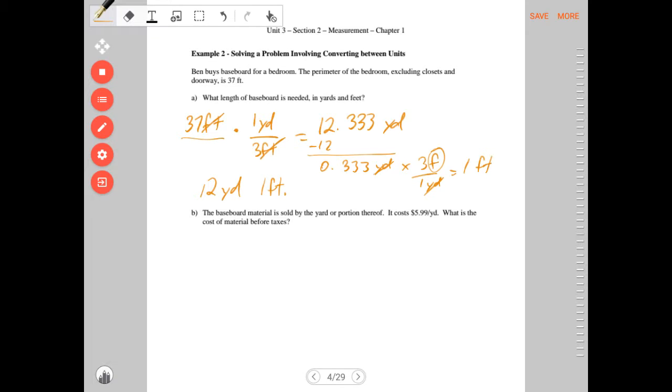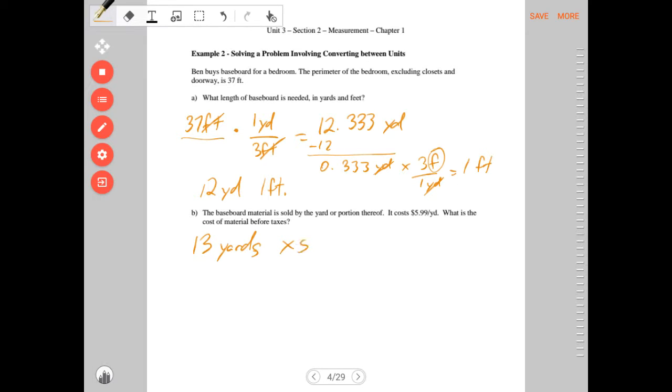Awesome. Now B, the baseboard material is sold by the yard or portion thereof. It costs $5.99 per yard. What is the cost of the material before taxes? So here's the funny thing. Even though we only need 12 yards and 1 foot, in order to get all the baseboard that we need, we have to buy 13 yards. Okay, I guess more appropriately, we have to pay for 13 yards. They're not going to sell us 1 foot extra or give us that little bit extra. We're going to have to buy the whole thing. So we're going to have to buy 13 yards.